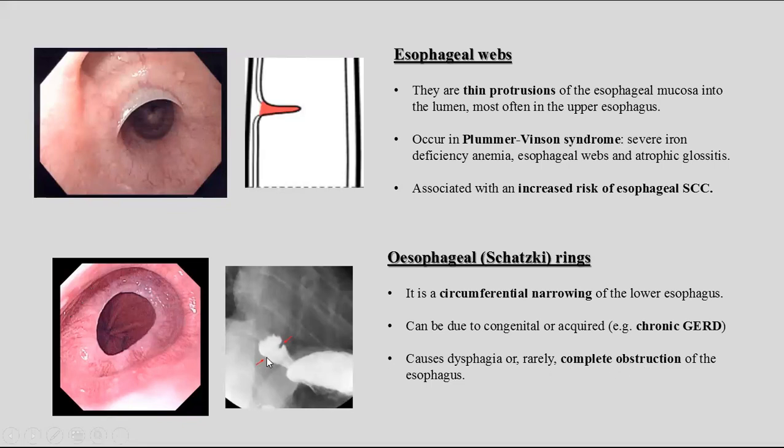Same thing over here, you can see a barium swallow, and you can see this ring, and you can see it on both sides, which means that it's going circumferentially, whereas if it was just on one side, then it would have been an esophageal web.